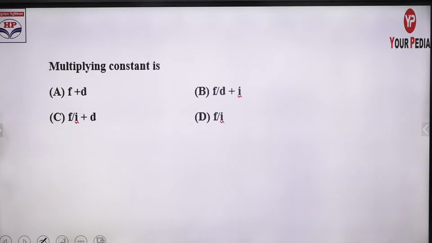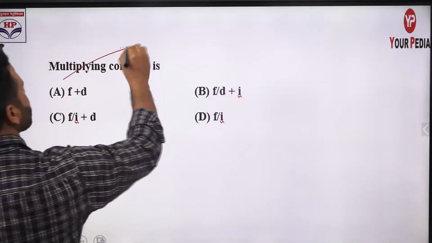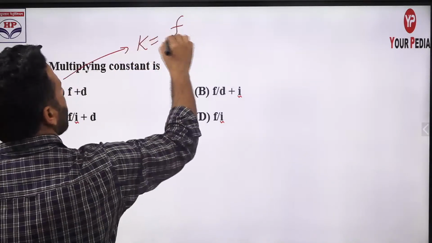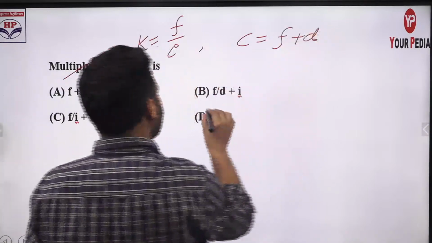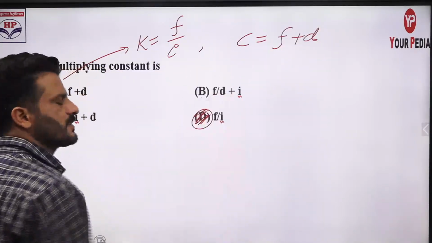Okay, so next question. Multiplying constant is nothing but K, which is equal to F upon I. Additive constant is C, which is equal to F plus D. Simple answer will be option D.